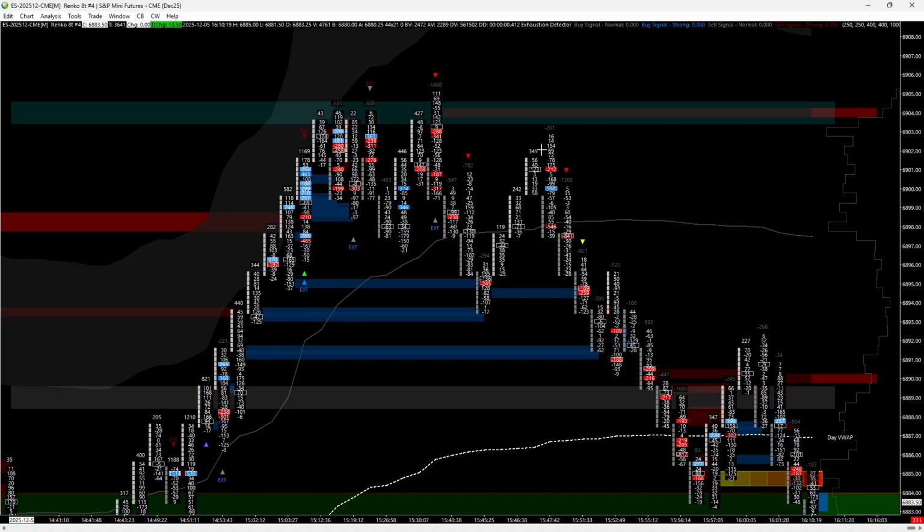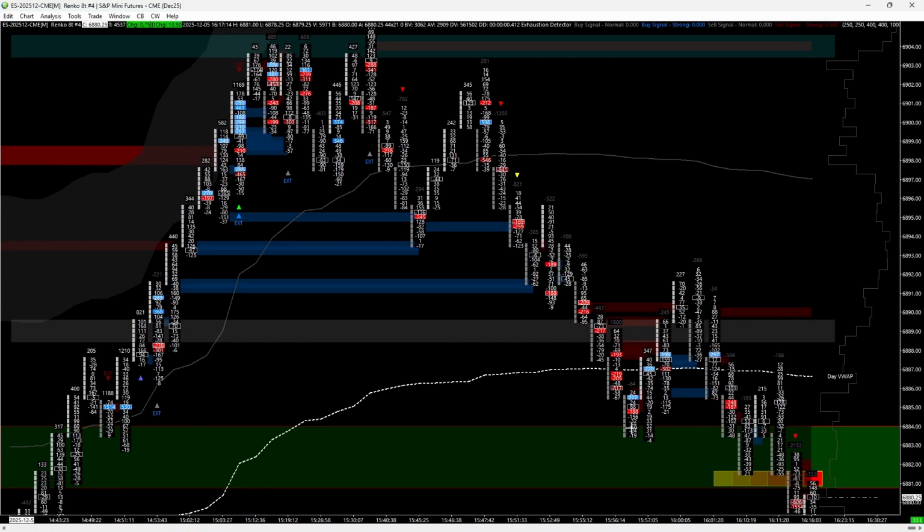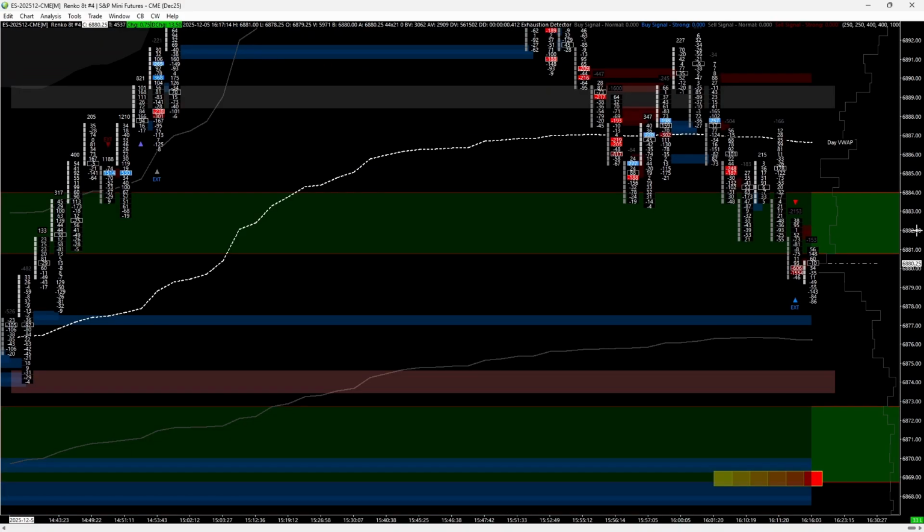That's typically how I like to move in the market. And then you can see we've sold off back to our value area high. I don't know if the market is holding there, but that's basically what's happened.